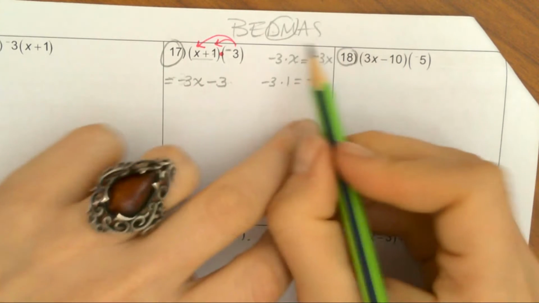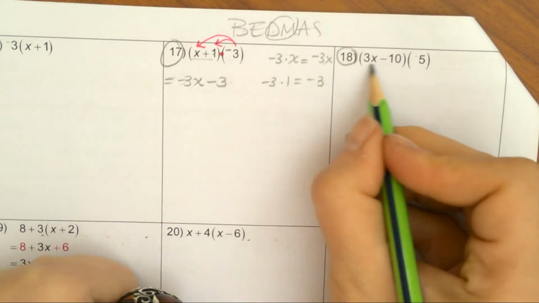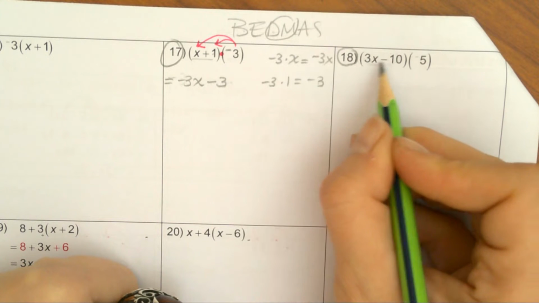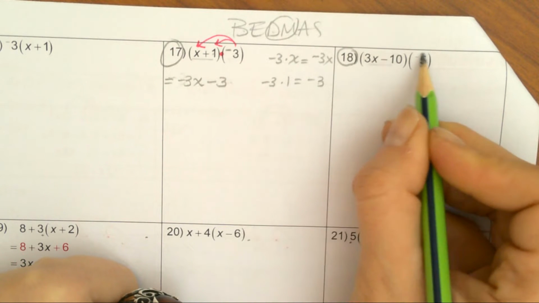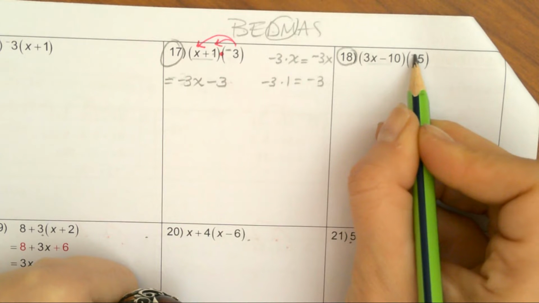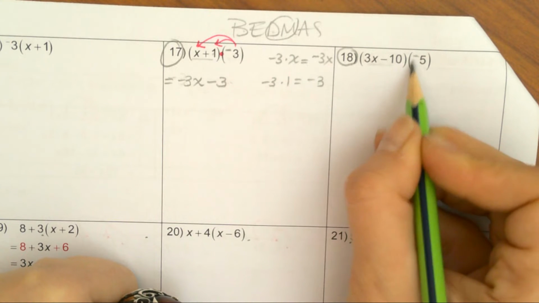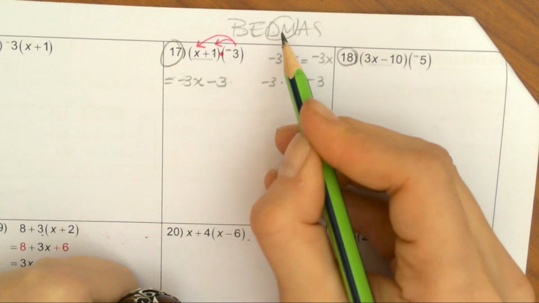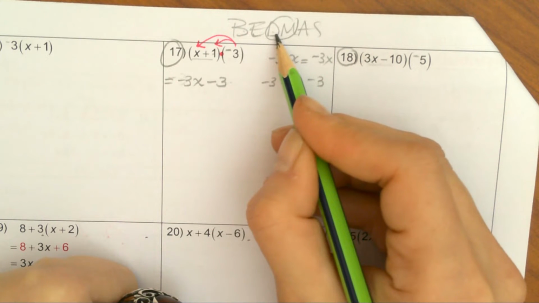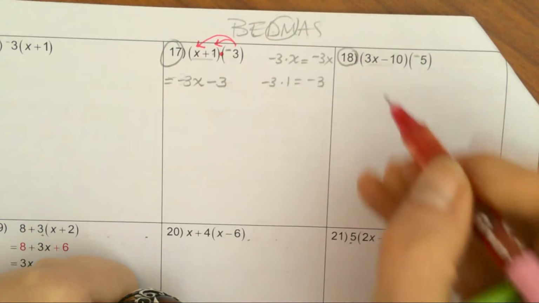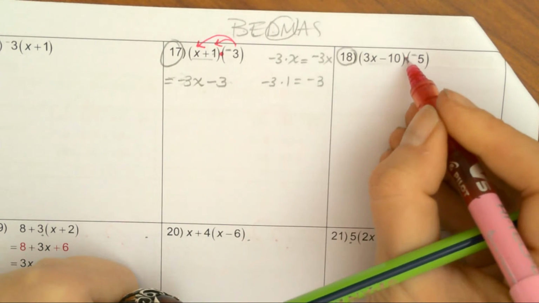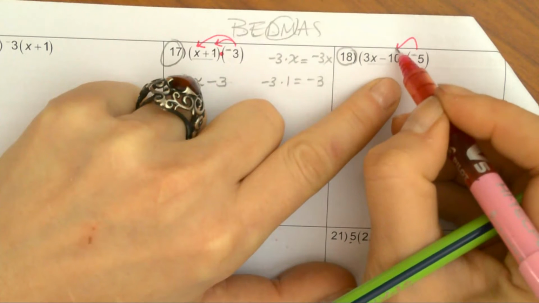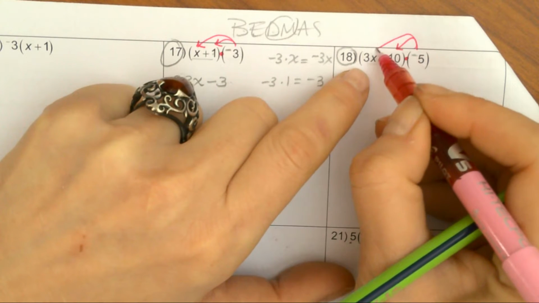So, BEDMAS, inside the brackets. Can I put these together? No. This does not have an x, so these are not like terms. Here's a bracket. Can I do anything inside this bracket? No, because the 5 is alone. Do I have exponents? Nope. Do I see divide multiply? Nope. But look, when I have brackets touching, there's really a multiply there. So I'm going to distribute the 5 to everything in the brackets.